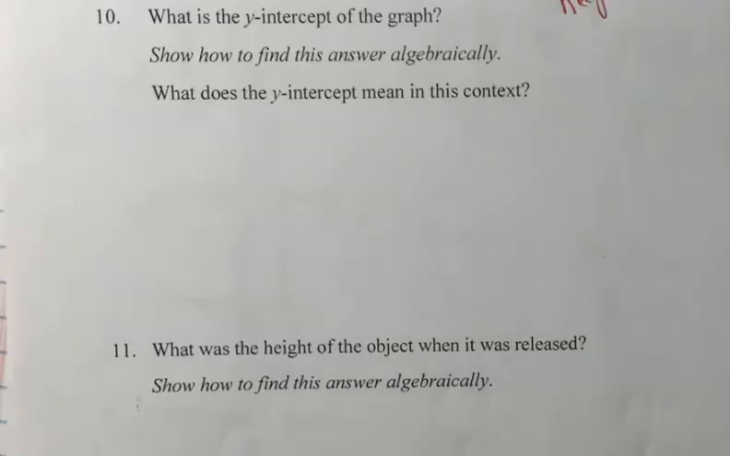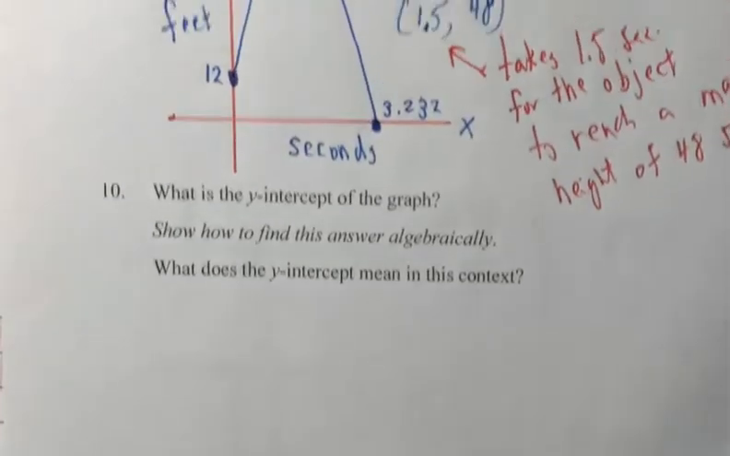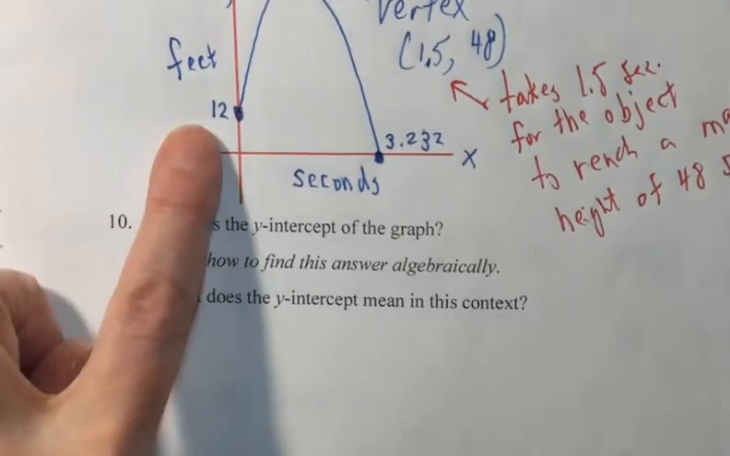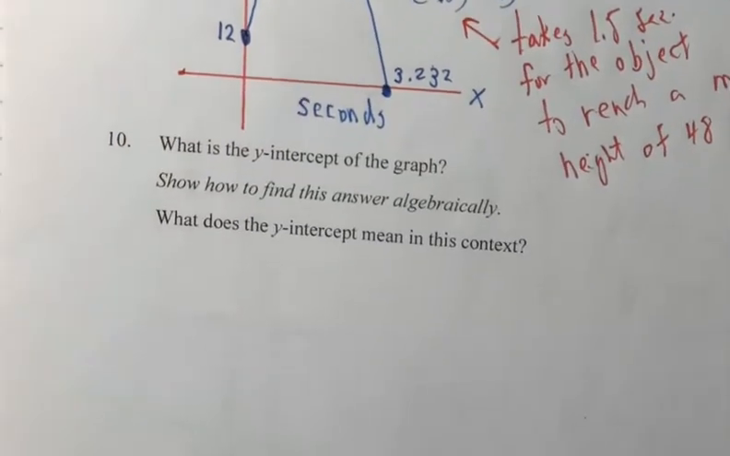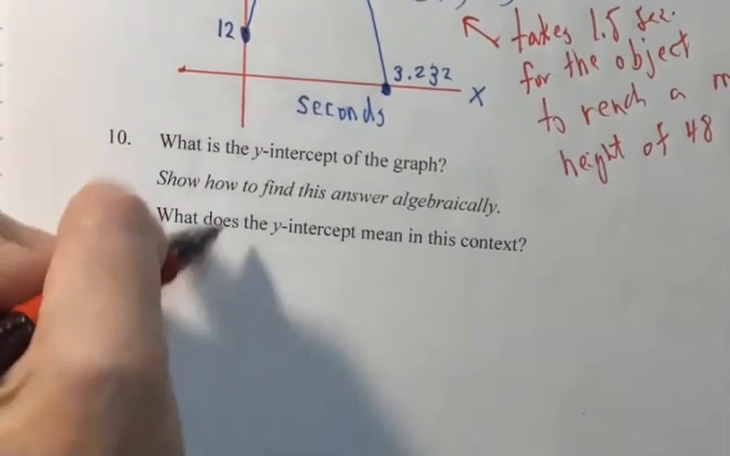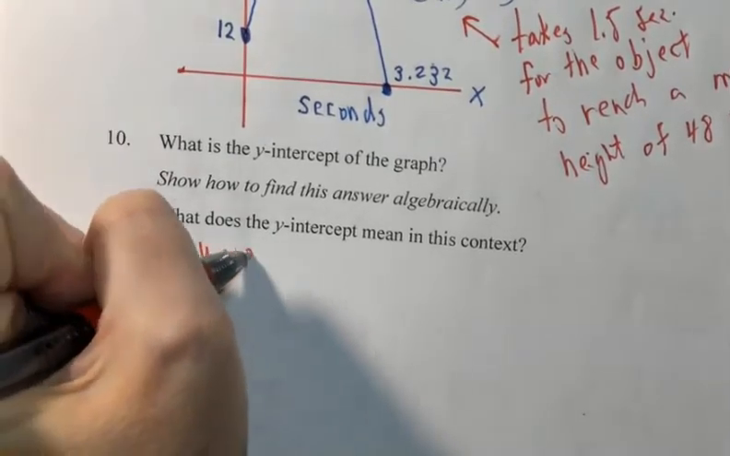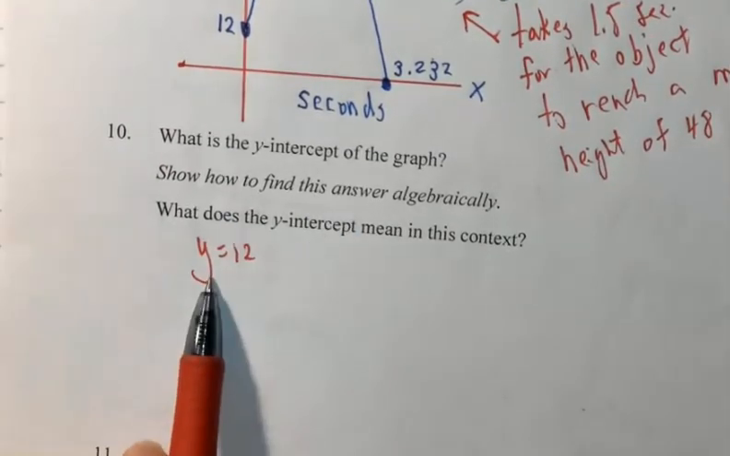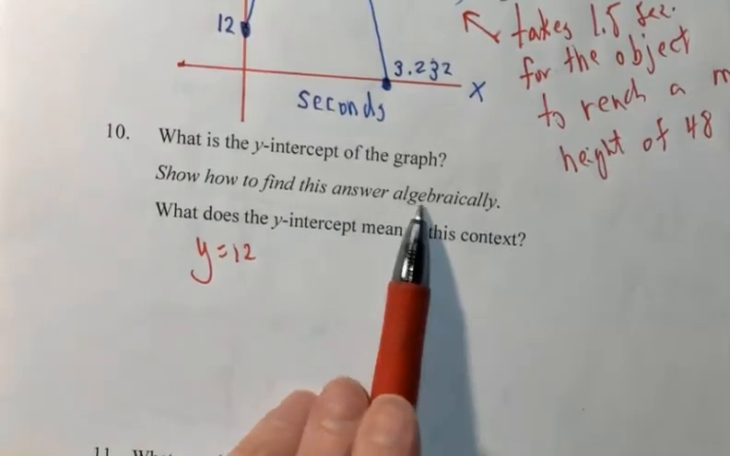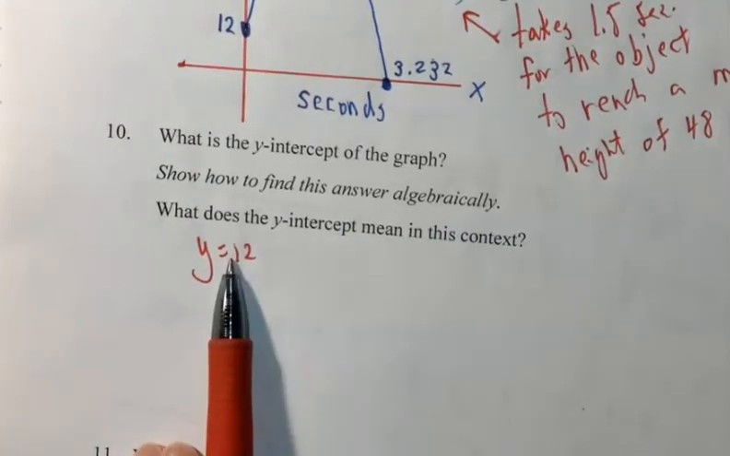Question 10. What is the y-intercept of the graph, and show how to find this answer algebraically? What does the y-intercept mean in this context? Okay, well, the y-intercept of the graph we've already labeled above was the 12. So we need to write y is equal to 12 for the answer. So how do we find that answer algebraically? In other words, how do we use the equation to find this answer?